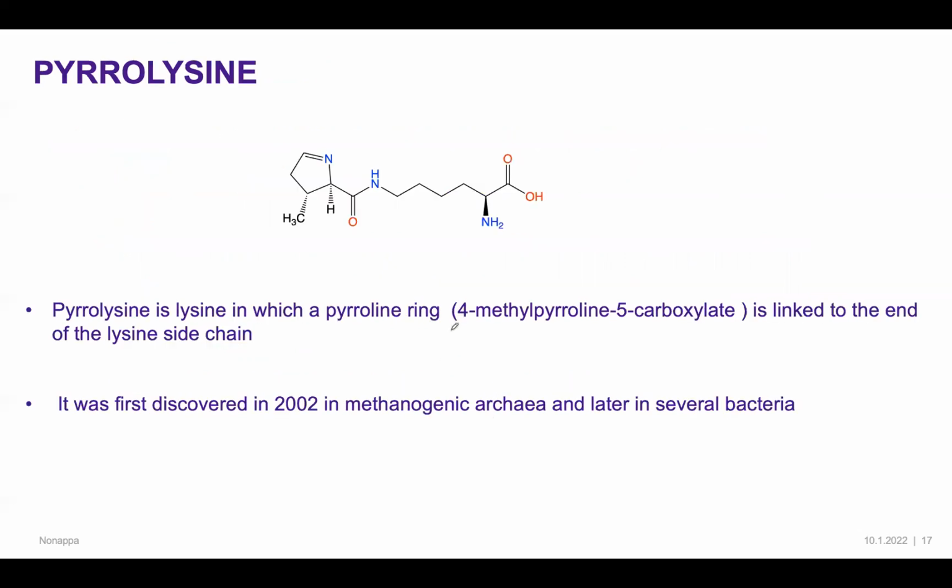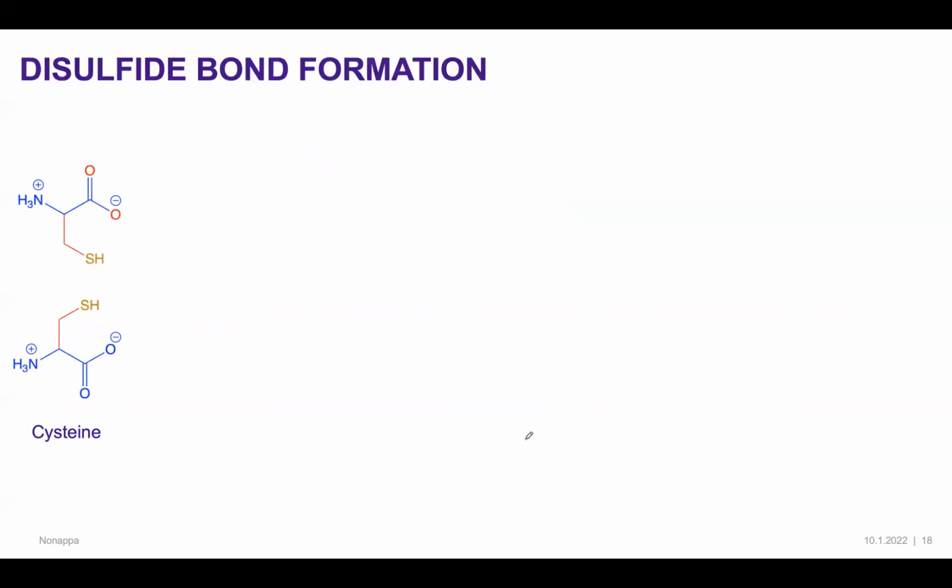The 22nd amino acid is pyrrolysine. If you look carefully, it has a structure where lysine is covalently linked through an amide bond to a 4-methyl-5-carboxylate pyrroline unit. It was discovered 2 years after selenocysteine. Initially, it was found in methanogenic archaea, but later it has been found in many bacteria.